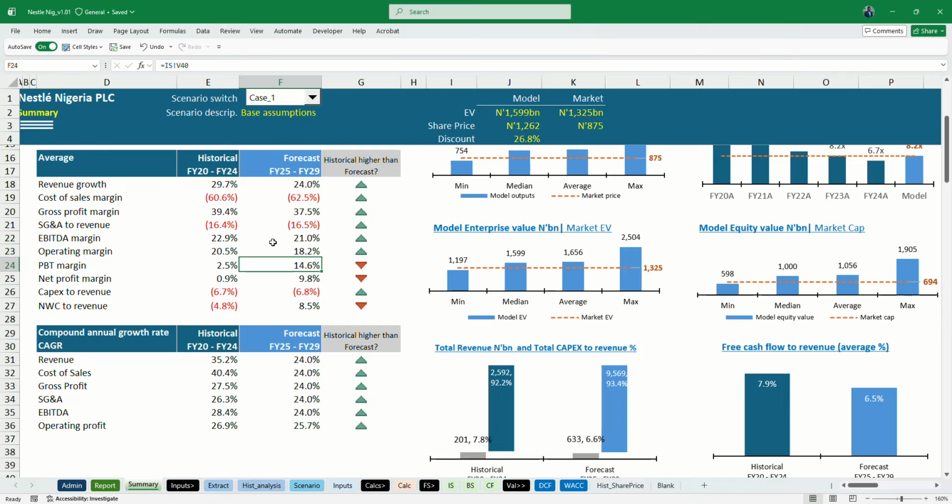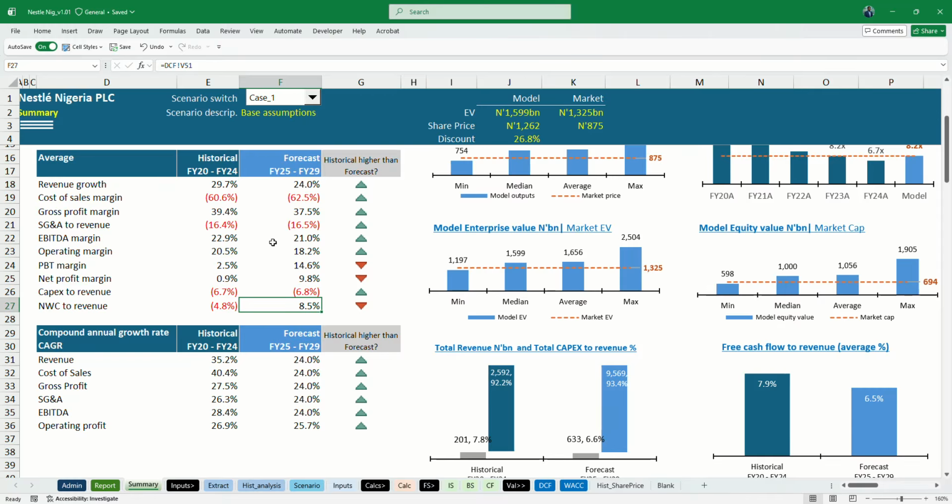I think Nigeria is getting to a stable state. Even the currency is adjusting and is appreciating. So we hope that will have a positive impact on them, and that same effect drives net profit margin. Capex to revenue, which is a core driver for revenue, historically was 6.7, so forecast 6.8. So we expect them to keep investing the same way they've been doing historically. Net working capital to revenue, forecast wise, we expect them to be able to adjust their working capital, which they've already started in FY 2024.